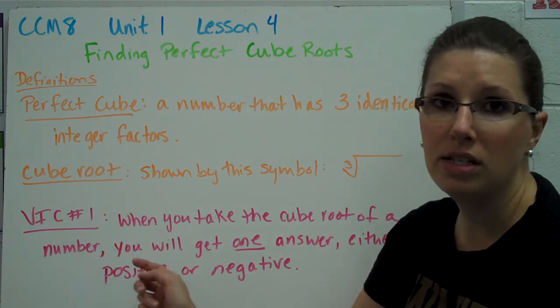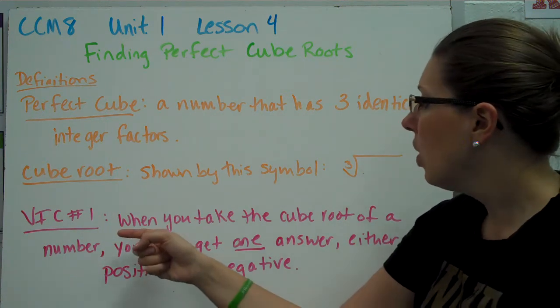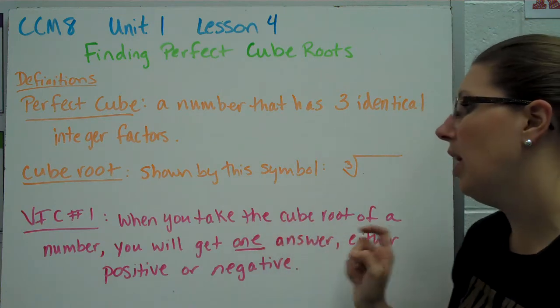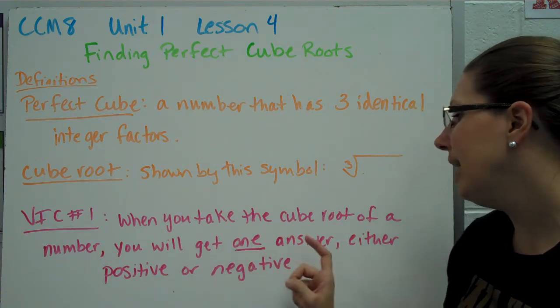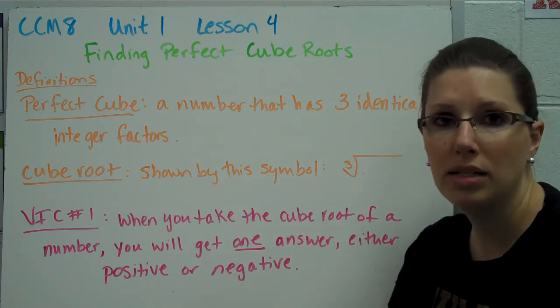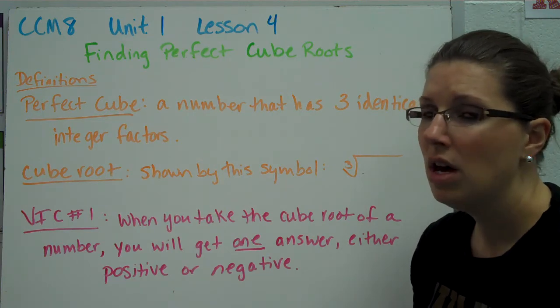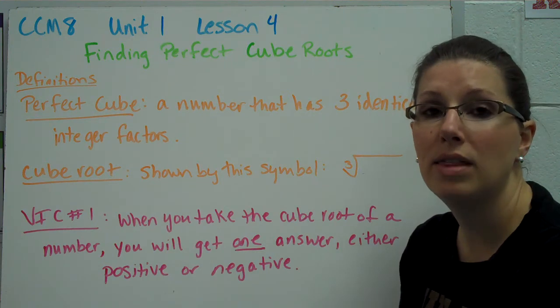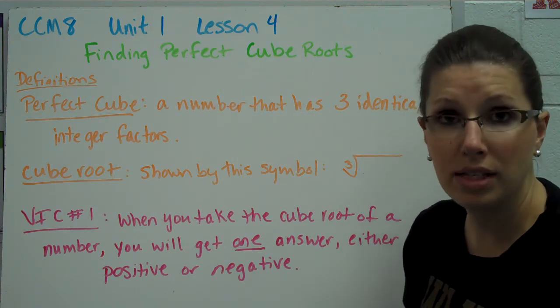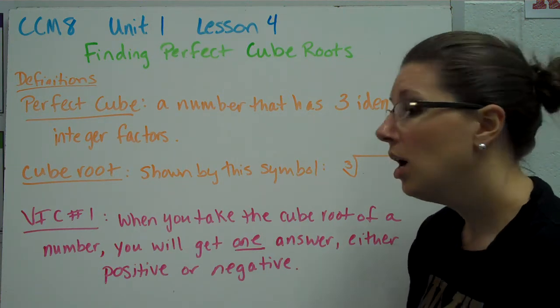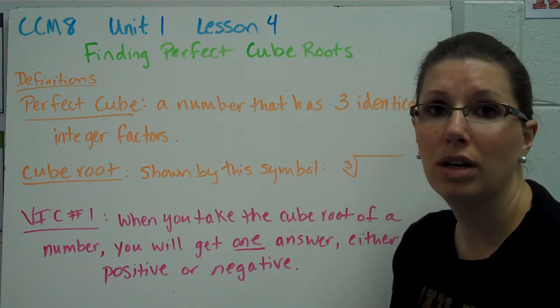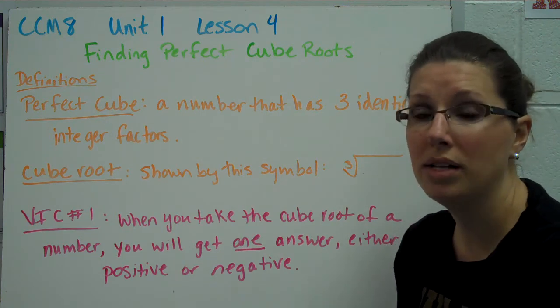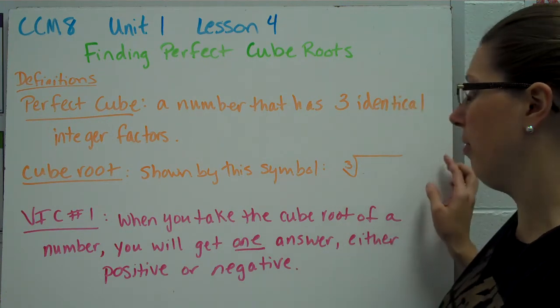Big number 1, this is your very important concept. When you take the cube root of a number, you will get one answer, either positive or negative. Back when we learned about taking square roots, we said that there were 2 answers, a positive version and a negative version. But with cube roots, there's only going to be one answer, positive or negative, not both.